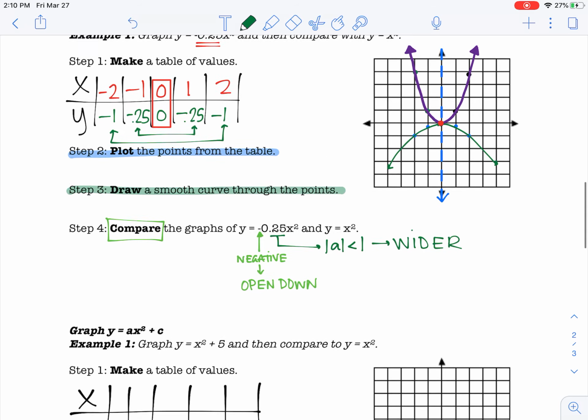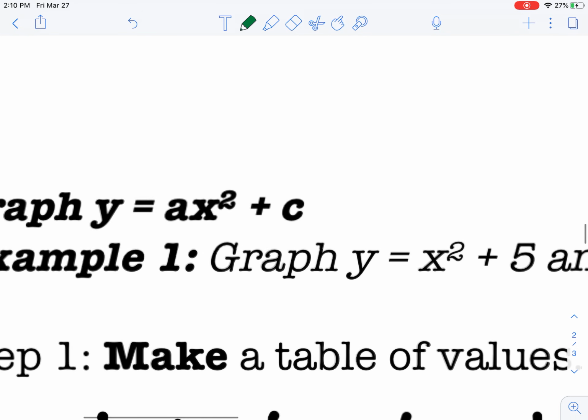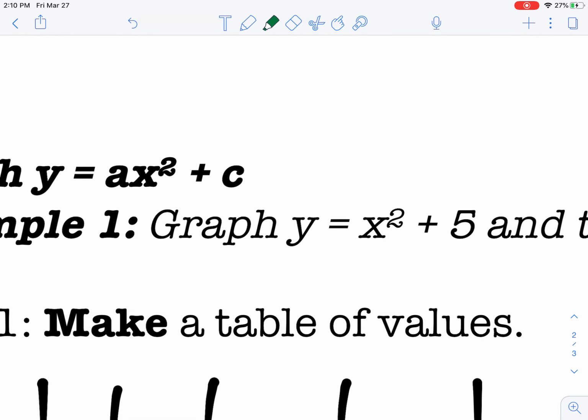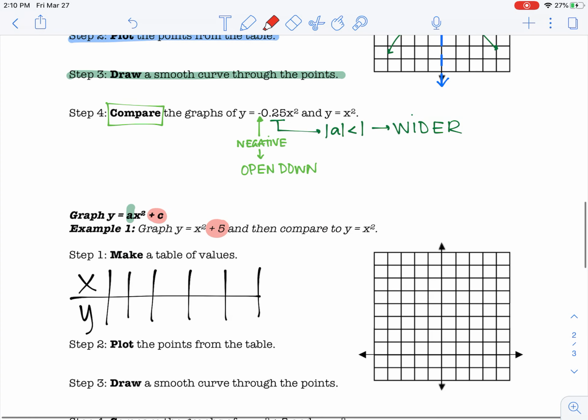And then last but not least, we're going to look at how to translate our graph. All right, so now we're going to leave A alone. So you're going to notice in this last one, we aren't changing it. It's still a 1. But what we would like to do is add something on. So in this particular case, we're going to add a 5.